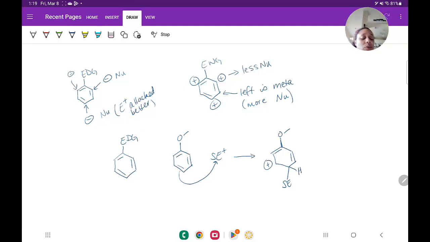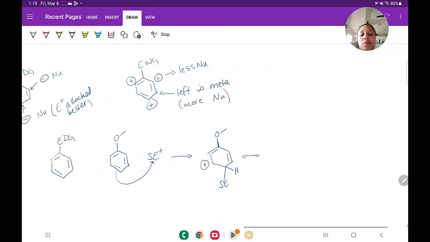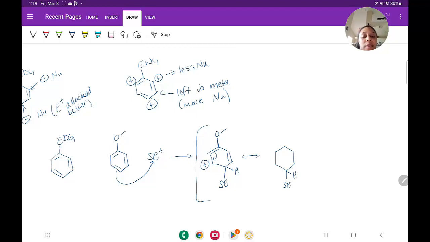And then we use our base to reattain aromaticity. Before we even look at that, let's look at some resonance structures. So if I took this molecule and I were to draw resonance structures, and I'm going to keep drawing them, and you want to practice drawing resonance structures from Organic 1, I end up with a positive here.